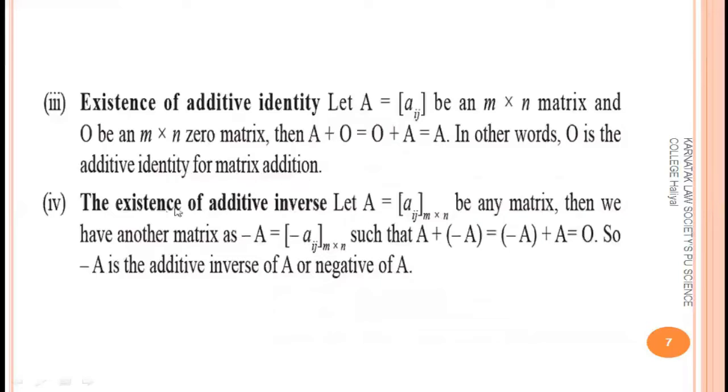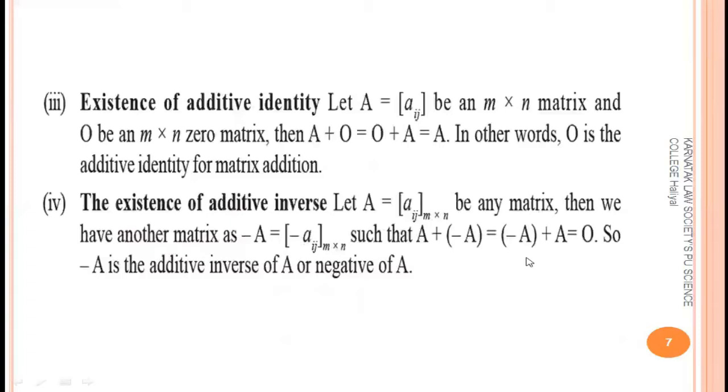Fourth one is the existence of additive inverse. Let A equals Aij be any matrix. Then we have another matrix minus A, that is negative of A. If you add A plus minus A, you will get the 0. Again, that is the additive identity element only.